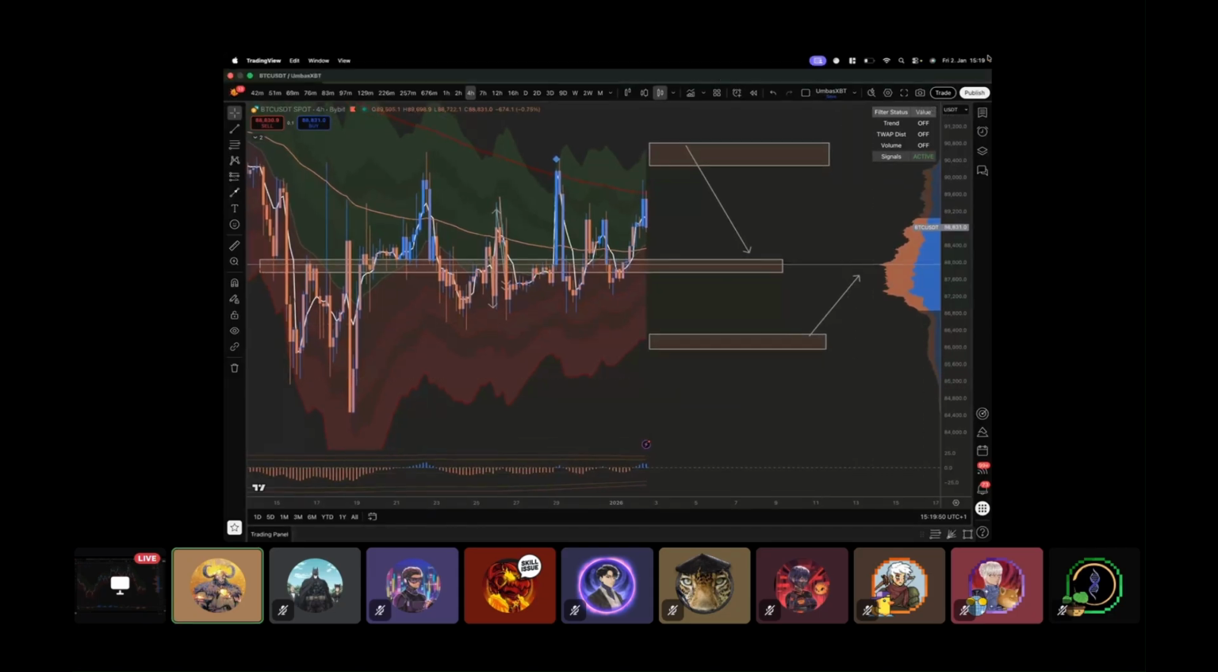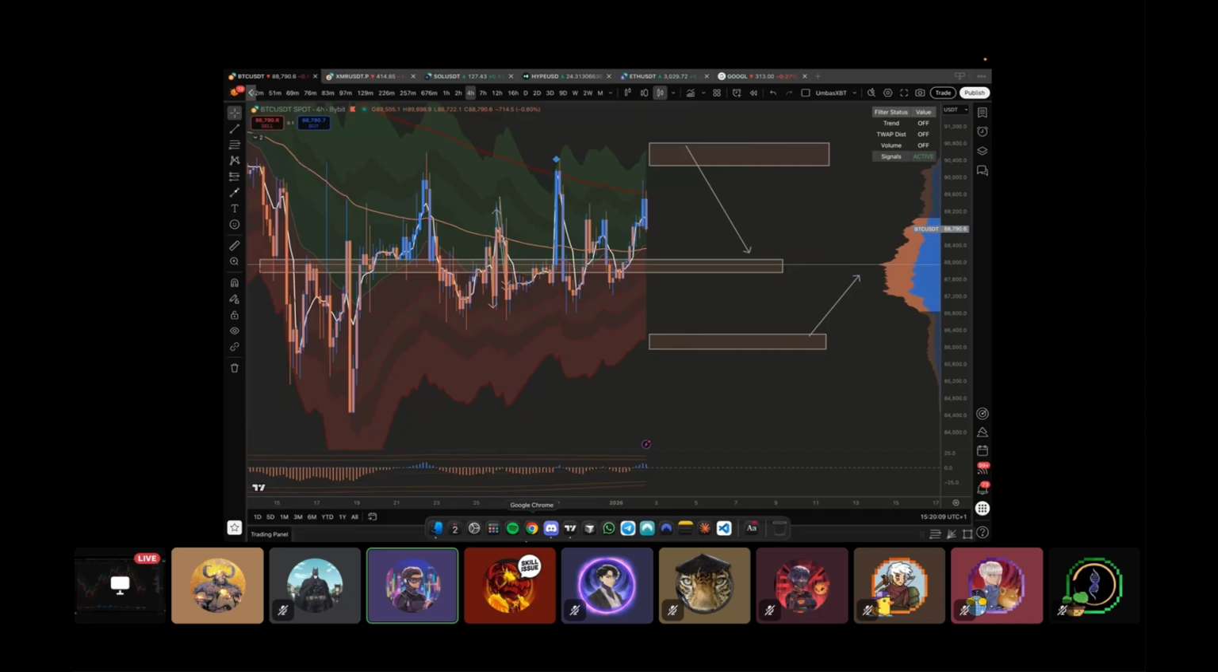What do you think? Does this align with what you are saying? Is this something that you think makes a lot of sense? Because for me it does. Yeah, I think as long as we're going sideways like this, it makes sense to trade the range in this way.